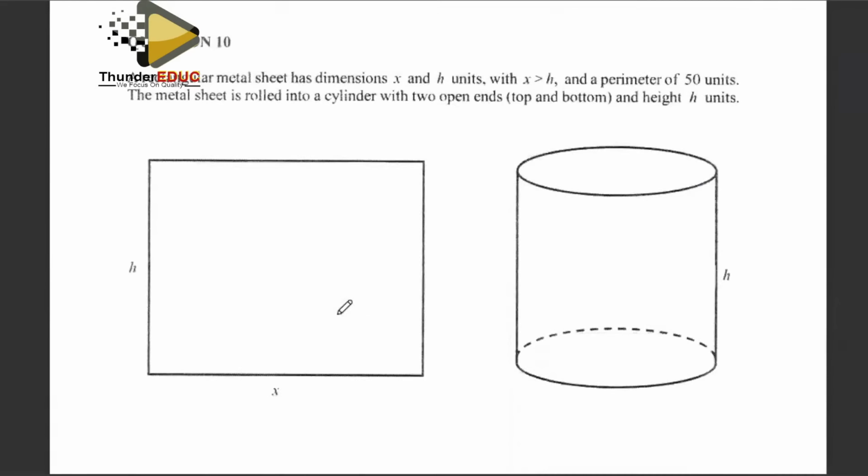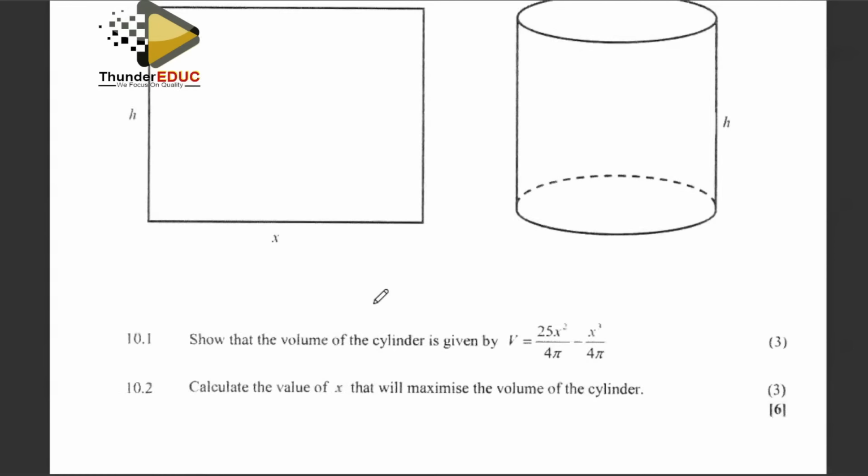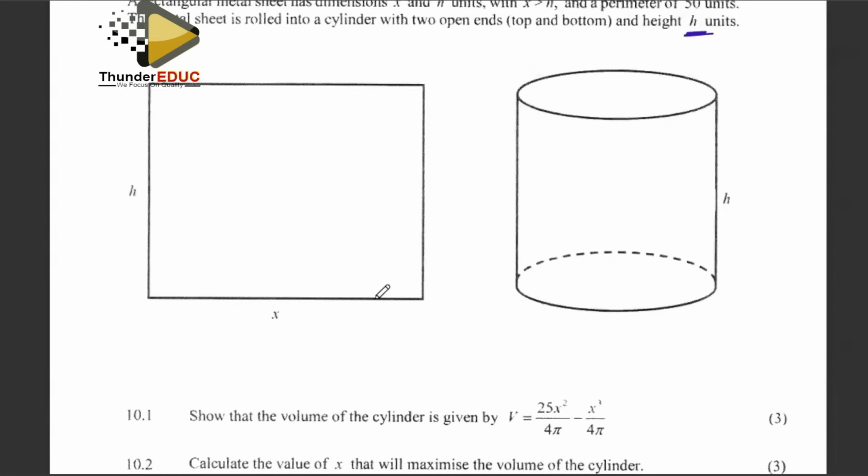Question number 10, a rectangular metal sheet has dimensions x and h units, with x being greater than h, and the perimeter is 50 units. This sheet is rolled into a cylinder with 2 open ends, top and the bottom. Then we have a height of h units. Now, one thing you need to remember, before we go forward, is that when you fold this, a half of the distance here, meaning that our radius is going to be a half of what? A half of x. That is number 1.